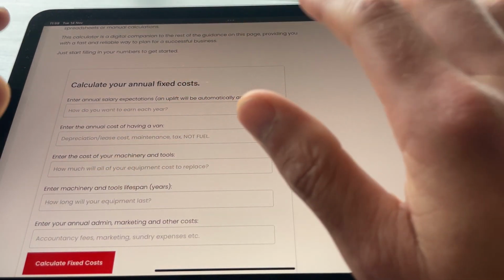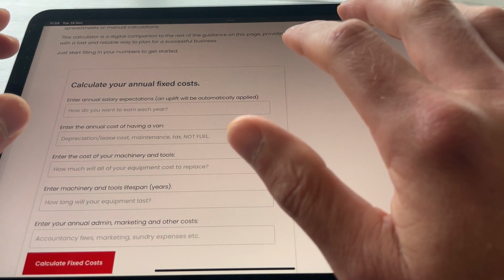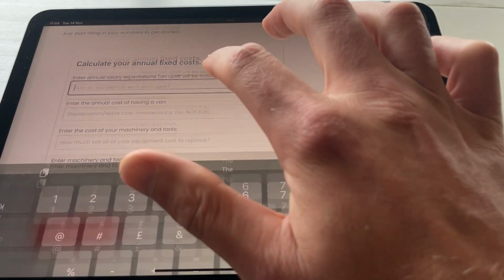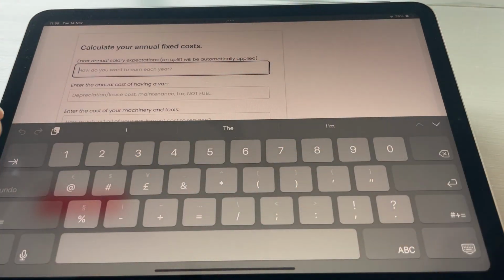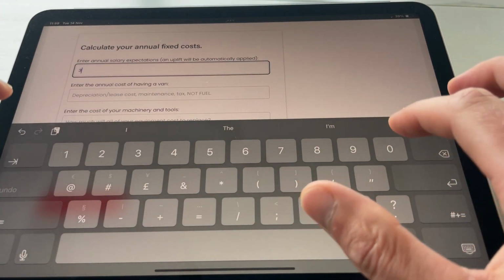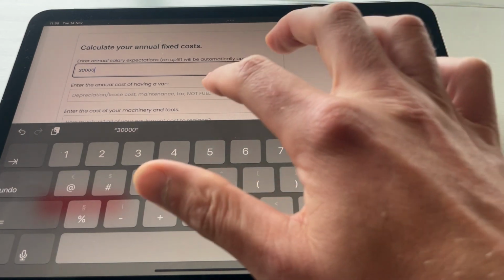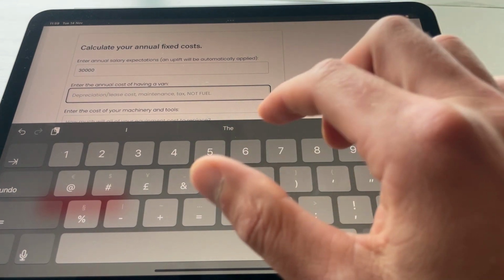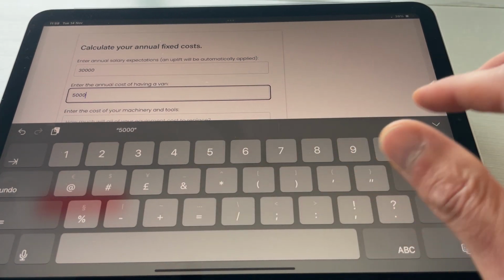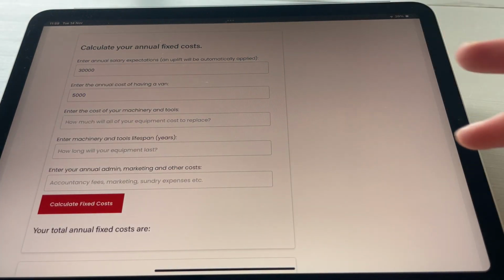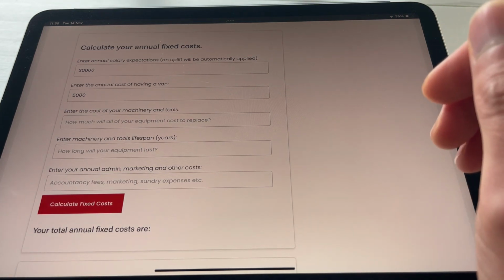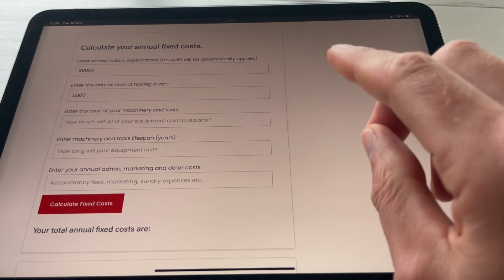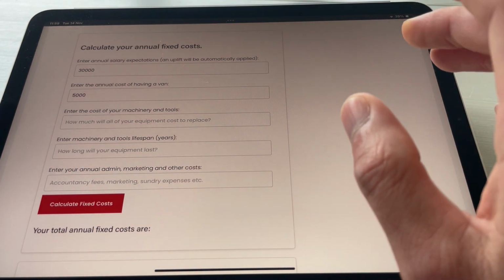So you don't even need to do any maths with this, you just need to do your best estimates. So you can say that, for example, I want to earn £30,000. Okay, and my van is probably going to cost, sitting there on the driveway, £5,000 a year, let's say, including the lease costs, the insurance costs, the road tax, the amount I'm setting aside for maintenance, all of that stuff. It doesn't include fuel, that's a variable cost, and we'll cover that in another video.